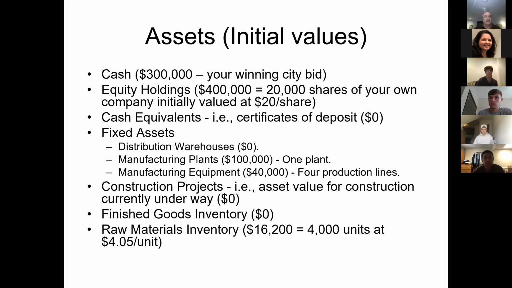Okay, so where do you start out? You start out with $300,000 in cash, but we're going to subtract from that the amount of money you bid on the city that you ended up getting. So if you paid $1,000 for Nashville, we're going to subtract $1,000 from your $300,000. You have equity holdings. In particular, you have 20,000 shares of your own company. The initial value of those shares is $20 a share.